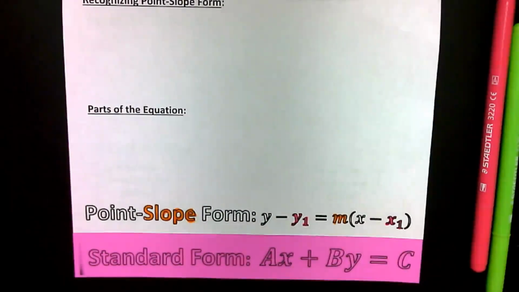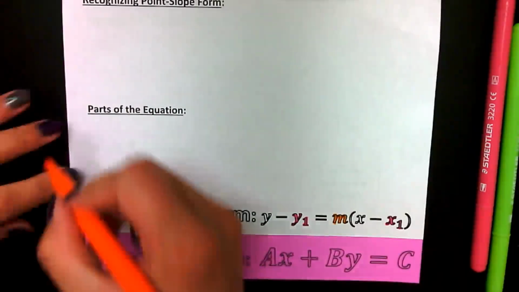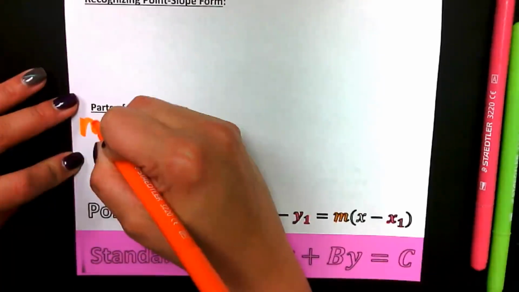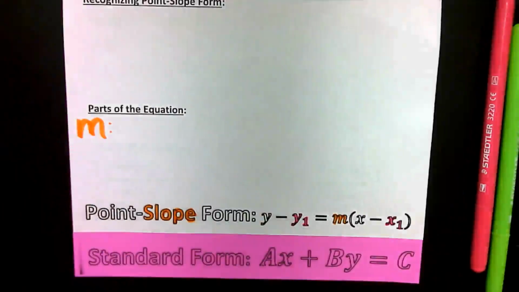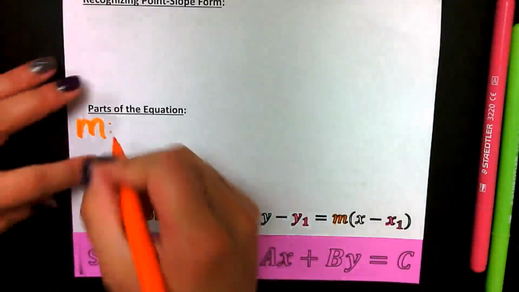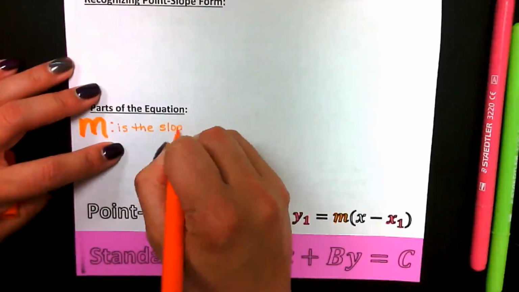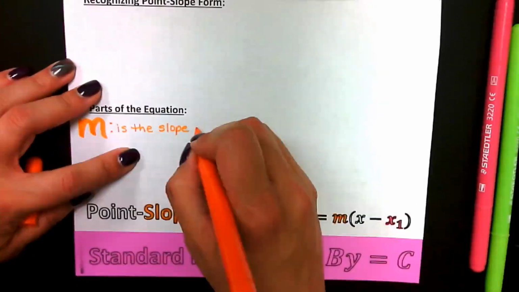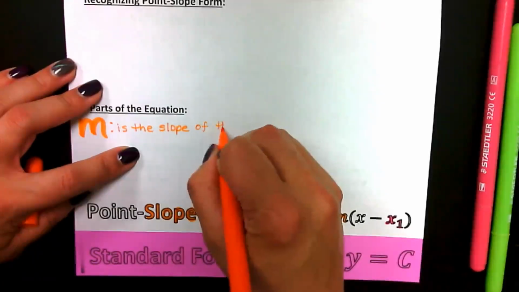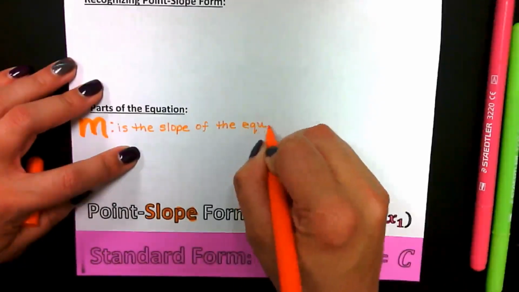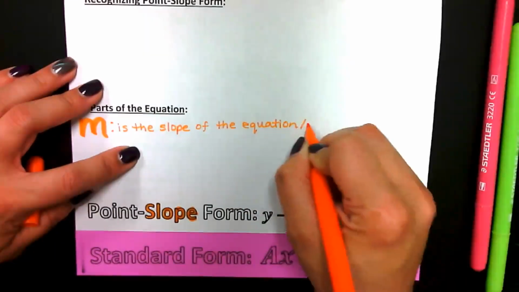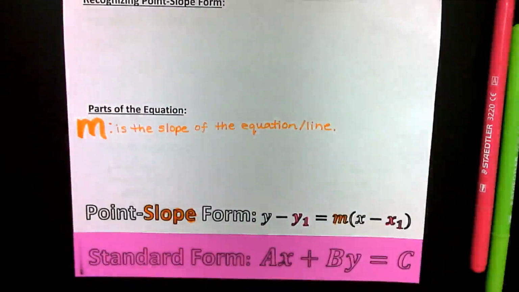So let's go ahead and break this down just the same way. I'm going to be working backwards. So we already discussed that M. Just as before, it's still the slope of the equation, or you could also say of the line, because we already know this is a linear function. Okay, but in comparison, now we have to deal with this point.